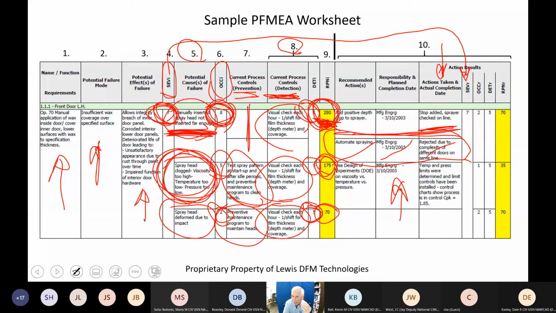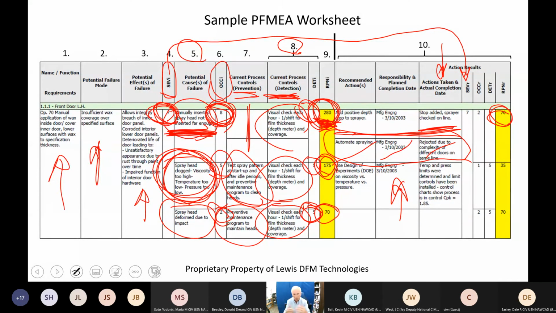And after we add that to the process, we rescore the severity, the rate of occurrence, and the detectability, and we got new scores. Severity is still a 7. Occurrence went from an 8 to a 2, and detection stayed at 5. But we now have a resultant RPN score of 70, which is a fraction of what our original RPN score was before we went and did something.